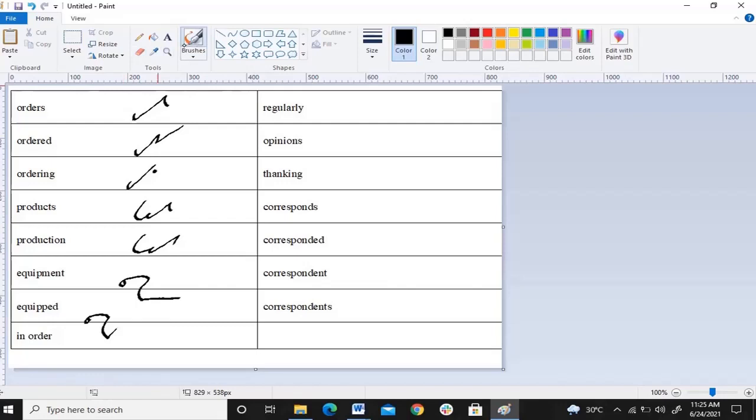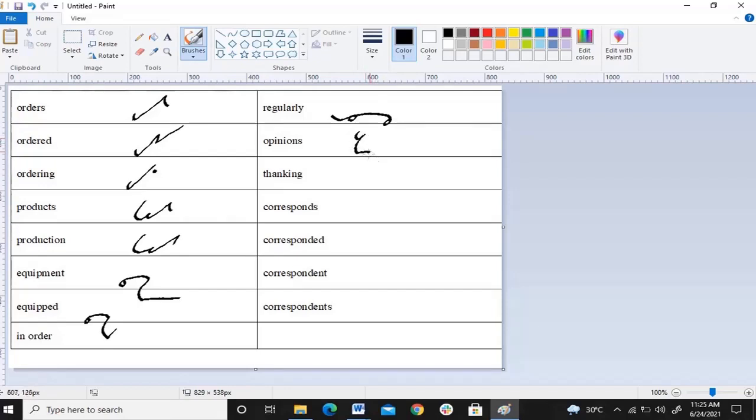Now we have "let's live in order." That's not a brief form derivative. It's a brief form phrase. Gagawin natin yan mamaya. Okay? Next, we have regularly. So, regular is represented by your R-E-G, as in reg. And then we have ly, which is represented by your small circle. So, we have regular, and then yung ly. Next, opinions.